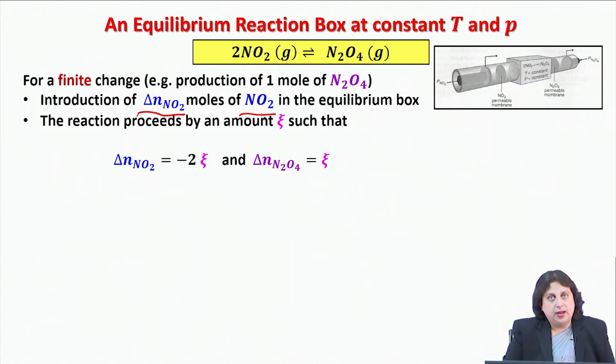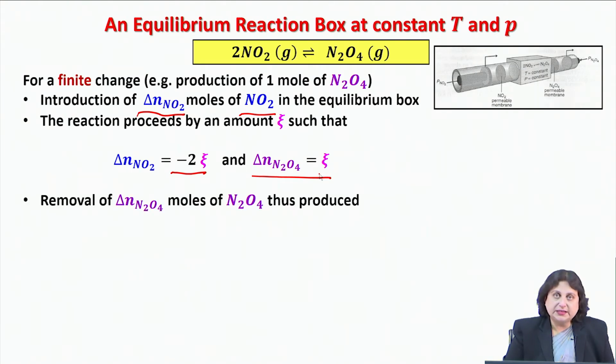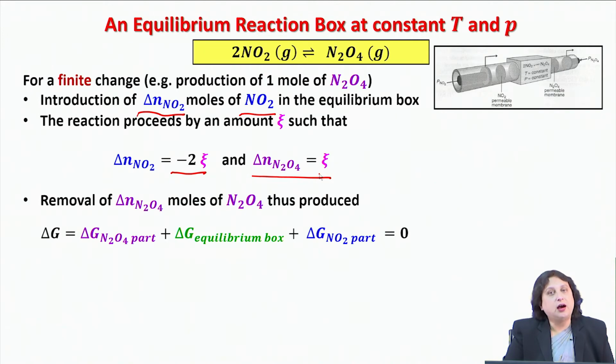This would result in a change in the number of NO2 molecules, which would be minus 2 xi, and there will be a consequent change in the number of moles of the N2O4 molecules, which would be plus xi. And by the design of my experiment, I'll be removing whatever N2O4 is being generated at its respective partial pressure. So in this case, once again, I can argue that if the system is still in equilibrium, I will have overall delta G equal to 0.